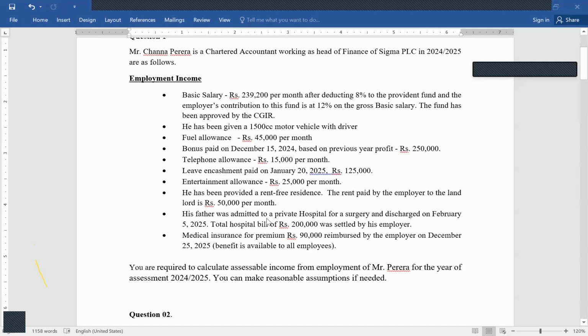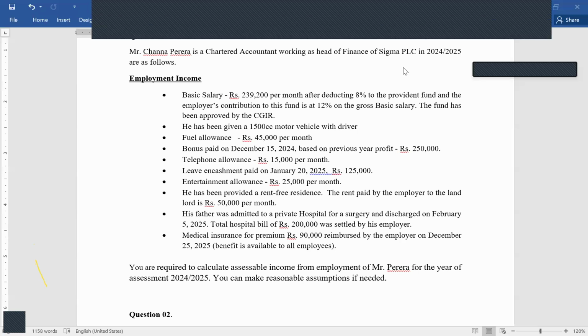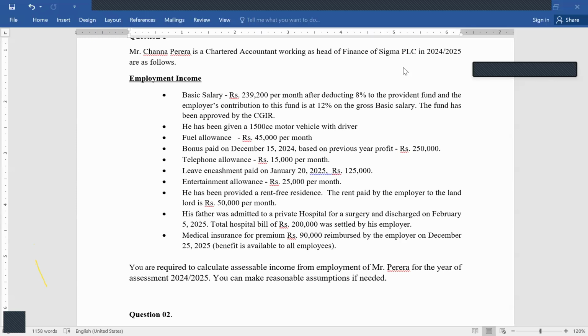His father was admitted to a private hospital for a surgery and discharged on February 5th, 2025. The total bill of 200,000 was settled by his employer. So what is that amount? Who should settle that bill?